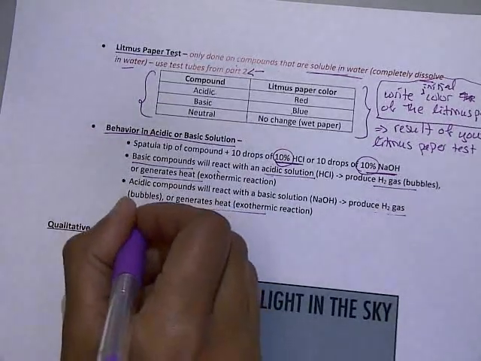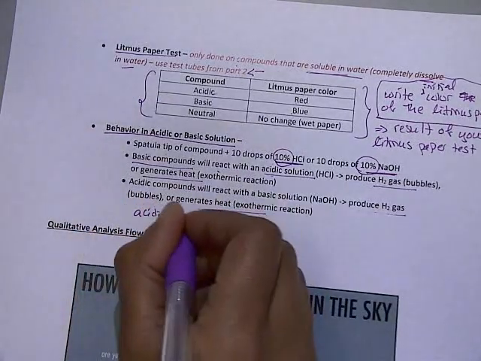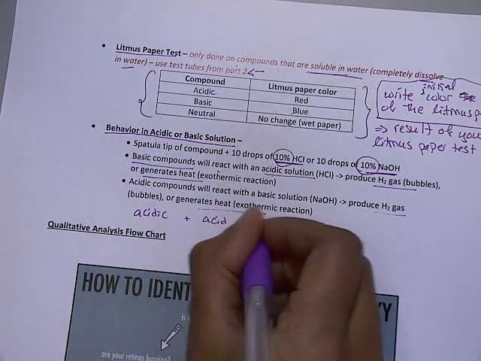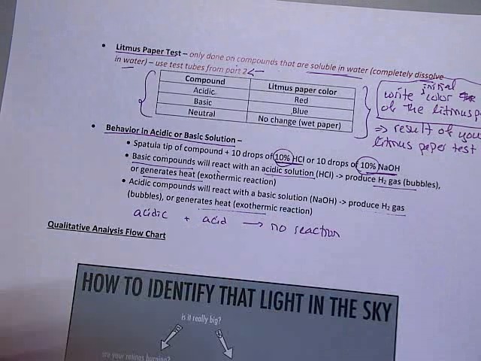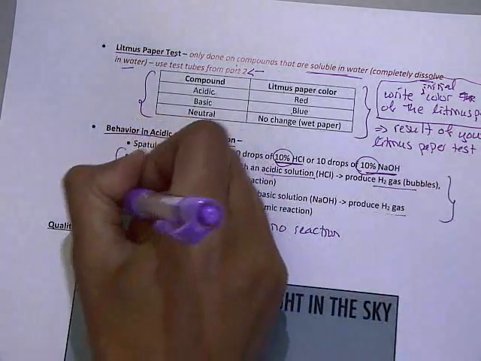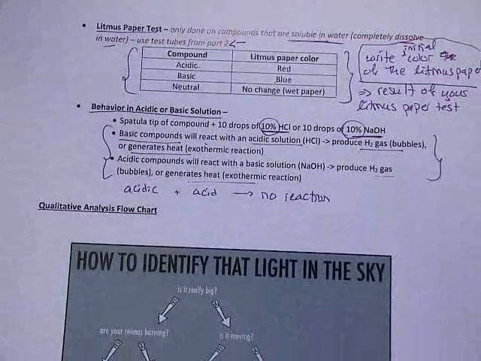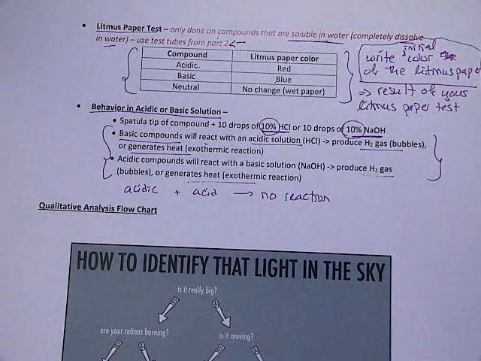One thing to note, if you have an acidic compound and you add an acid to it, you're not going to see any reaction at all. Okay? So these are signs of chemical reactions, just like we went over in chapter 1 and chapter 2. The last part of this experiment is to generate a qualitative analysis flowchart.